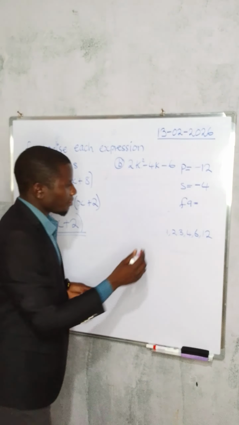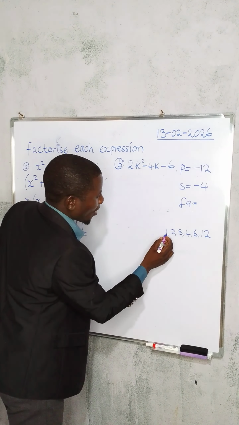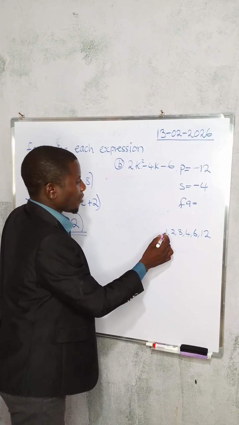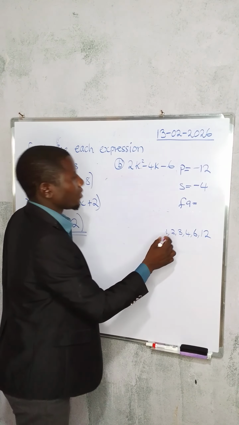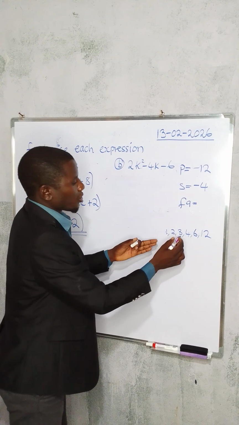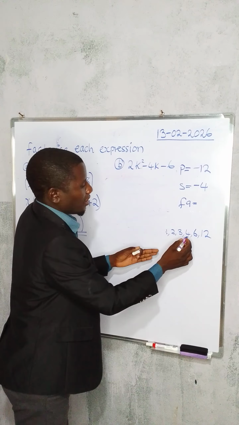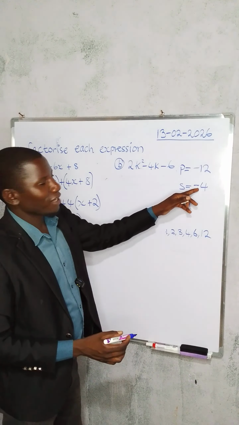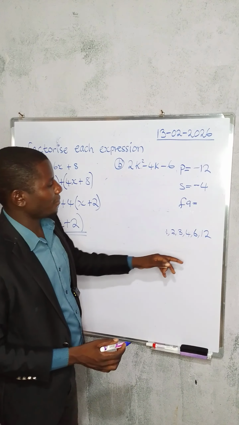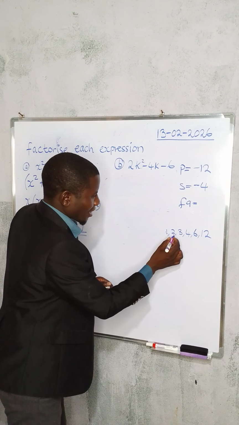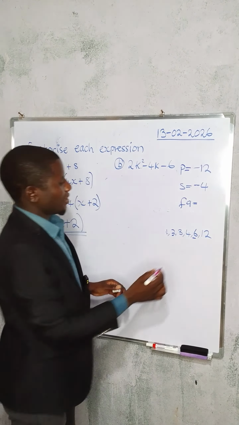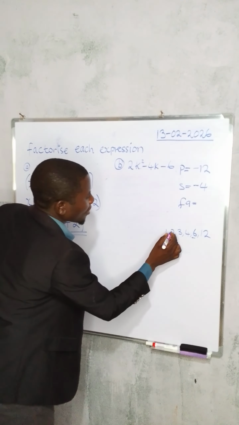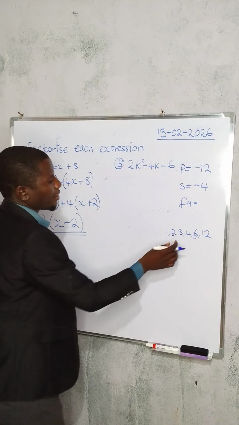So from this, if we say, 1 times 2, it is 2. 1 plus 2 doesn't qualify. So 3 times 4, it is 12. 3 plus 4, it is 7. So it's not giving us the sum there. So from these factors, the factors that can give us this are 2 and 6.